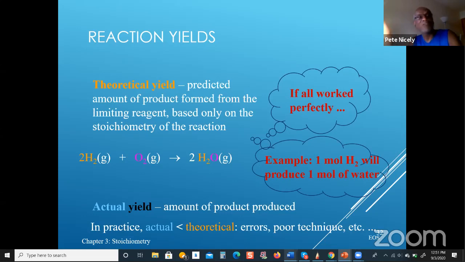But before we get to that, let me just say that there are some reasons why the actual yield may not be equal to the theoretical yield. Sometimes it's due to human error, poor technique. And sometimes you can take all the precautions in the world, and yet you don't get the theoretical yield as the actual yield. Sometimes you have competing reactions. Sometimes you have situations where the product itself reacts to form other substances. So there are many reasons why the actual yield and the theoretical yield are not equal.